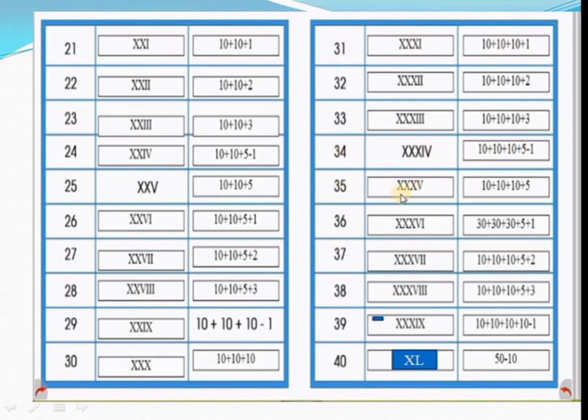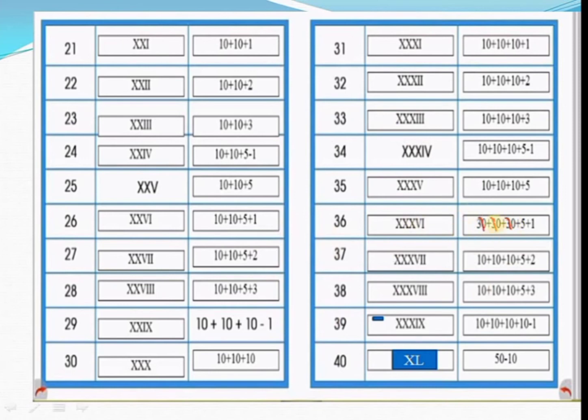Next, 35: XXXV. So 10 plus 10 plus 10 plus 5. So this is 35. Next, 36: XXXVI. So here the bigger number comes before the smaller number. So we have to add.